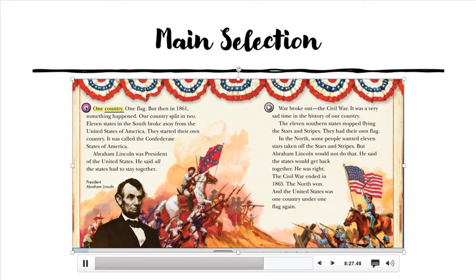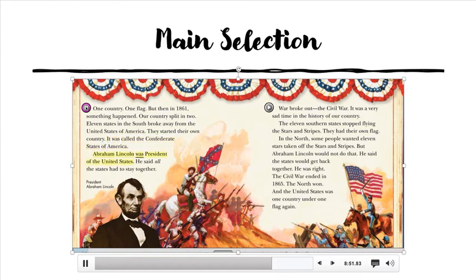One country, one flag. But then, in 1861, something happened. Our country split in two. 11 states in the South broke away from the United States of America. They started their own country. It was called the Confederate States of America.